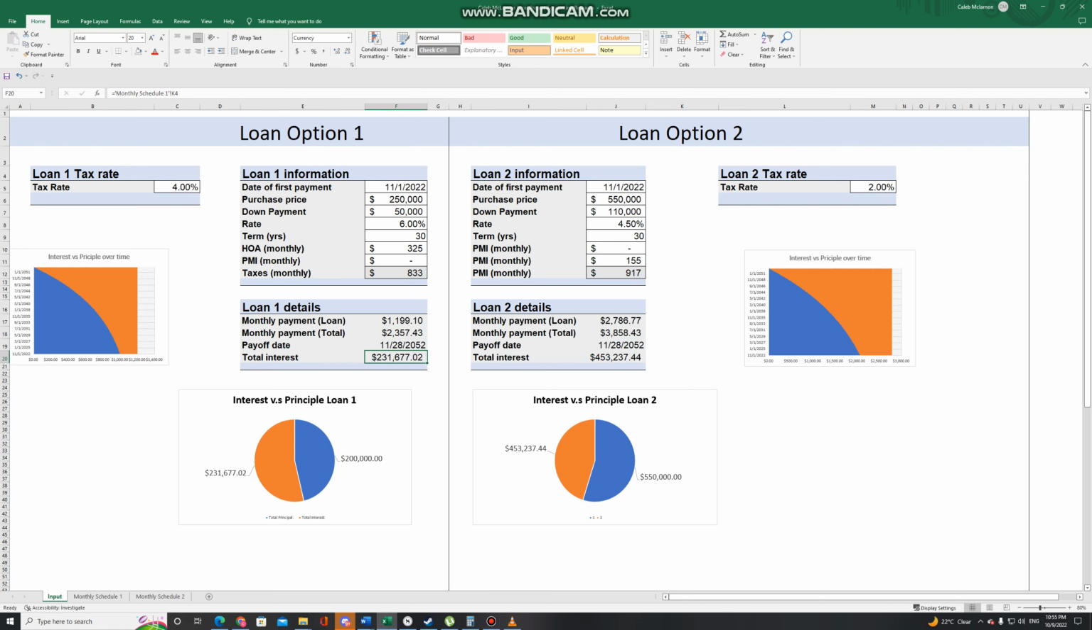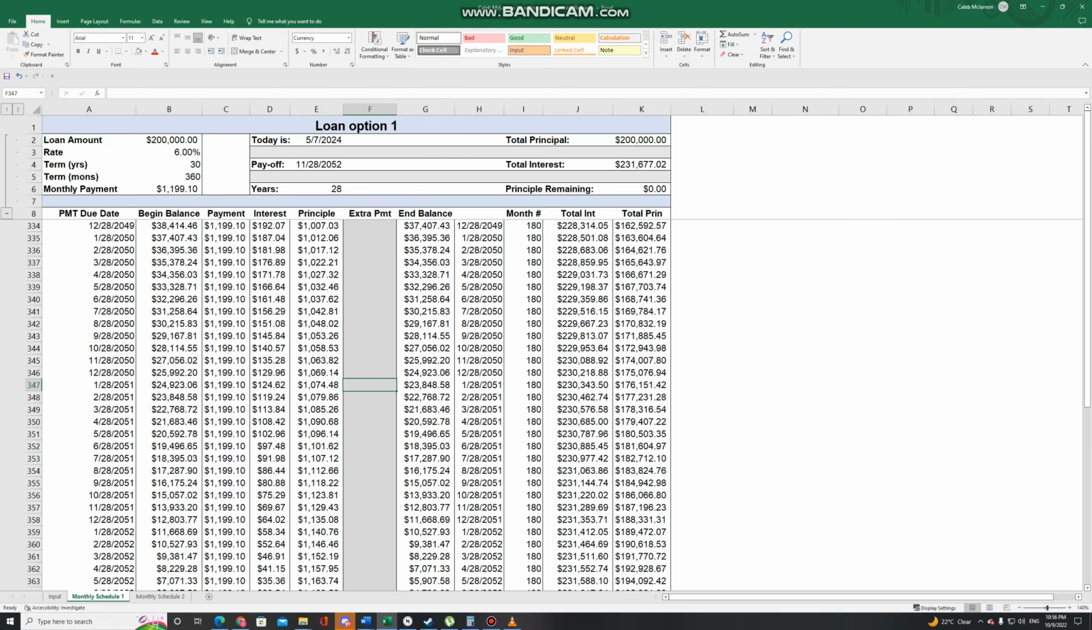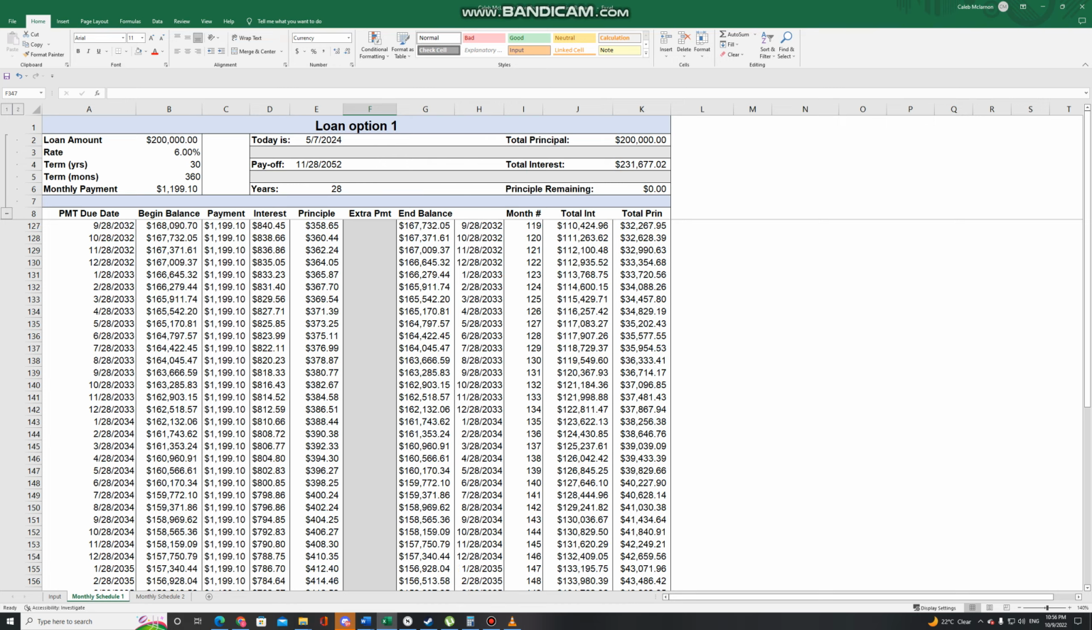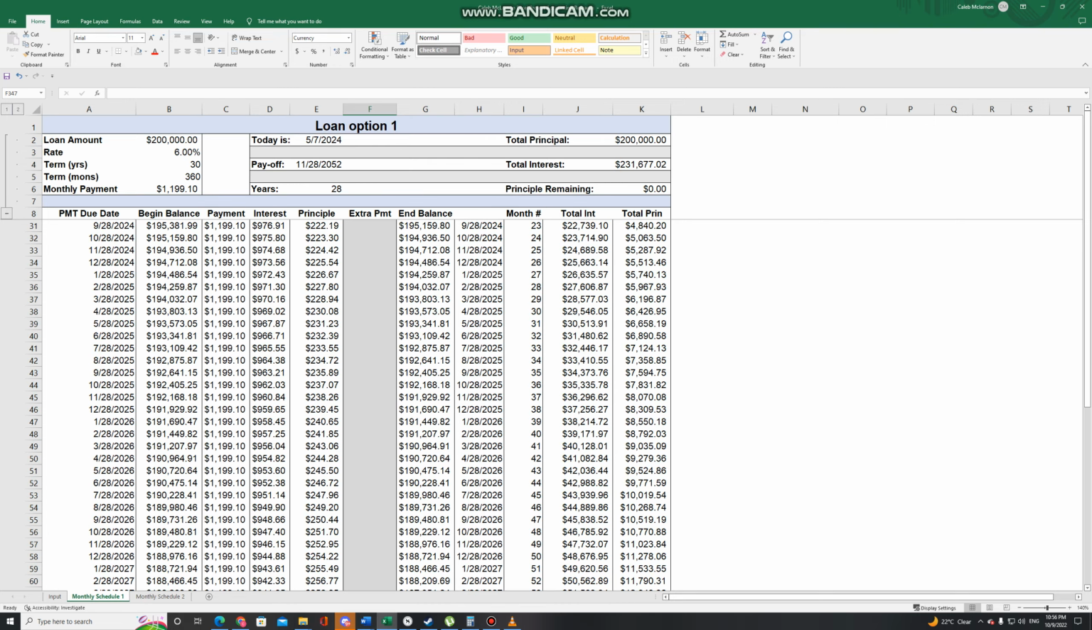This is the total interest for the loan. Now, how I got to this information is shown in schedules here. These are useful because they can be printed out, and you can track your loan balance, and how much you're paying in interest and in principal.